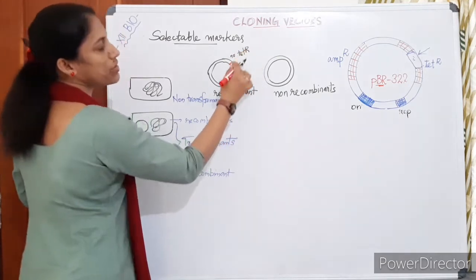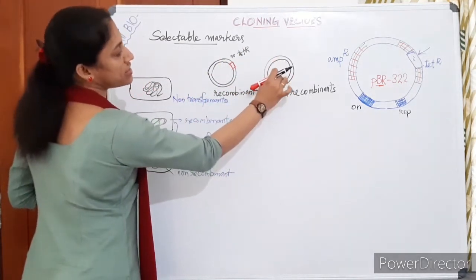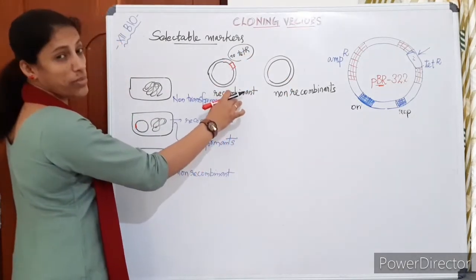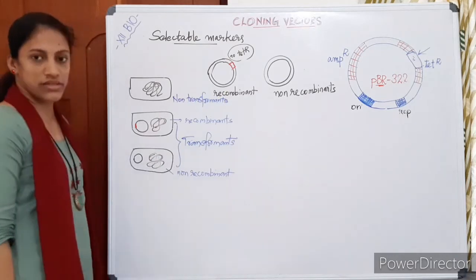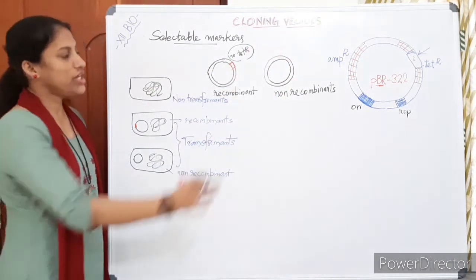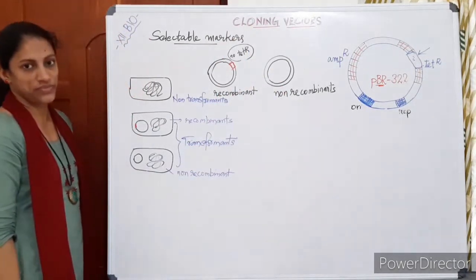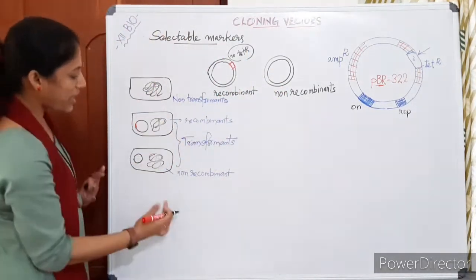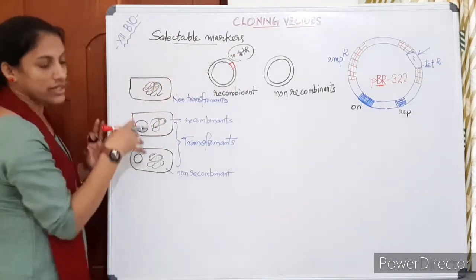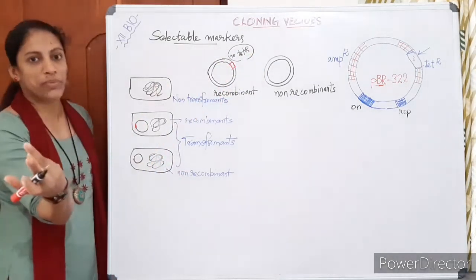Tetracycline resistance is lost. Here it shows both ampicillin resistance and tetracycline resistance, whereas recombinants will not show tetracycline resistance because of that. Non-recombinants show both the resistances. Then we can just compare the bacteria. We cannot do that with the plasmid alone. When it is entering the bacteria, only that property will be seen. Plasmid alone cannot show any property.